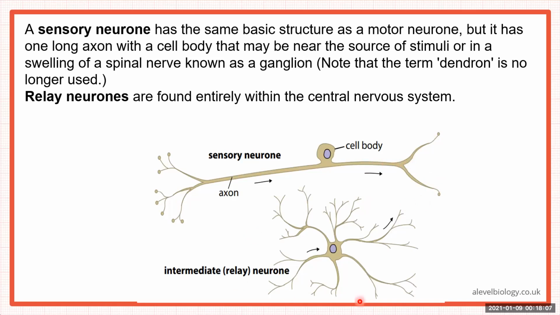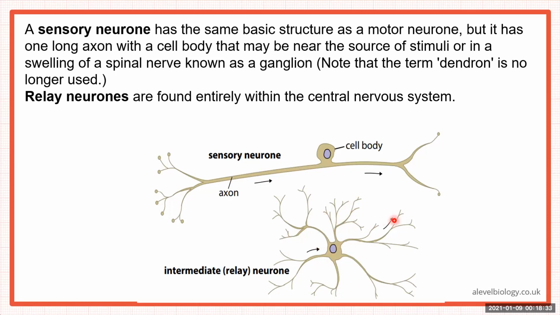Now, this is the relay neuron or the intermediate neuron, which is found entirely in the central nervous system, which can be the brain and the spinal cord. So the impulses would be brought through the sensory neurons, right? And this would connect to the relay neuron. In the relay neuron, you see there are a lot of branches throughout. Again, they're extending from the cell body. So this is where these connections are made.